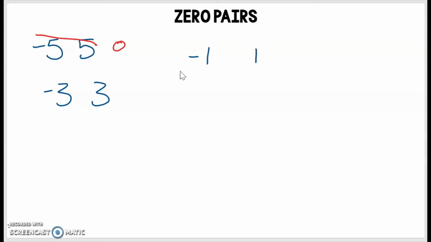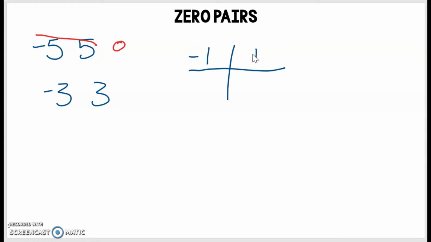In math, we call zero pairs numbers that when combined together will give us zero. So if I have -5 and I have a 5, and I combine them together, they will give me 0. Quite simple, like -3 and 3. We're going to be using a lot of -1 and 1 in this lesson.